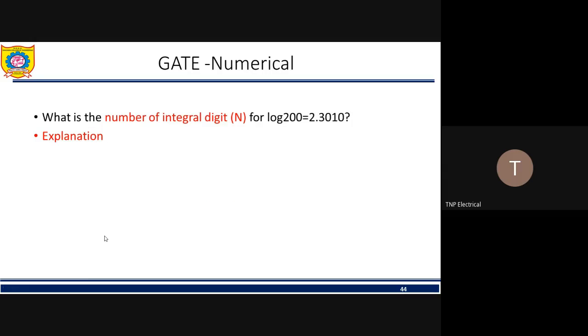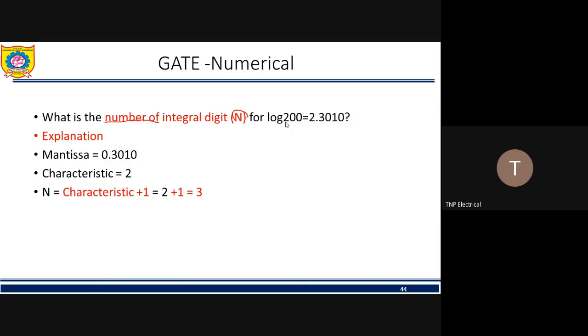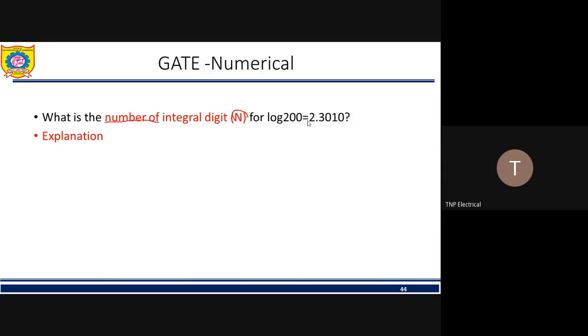Next, friend, let's discuss some numericals which are asked many times. The first numerical is: what is the number of integral digits n for log 200, which is equal to 2.3010? The question asks you to find the number of integral digits, meaning the value of n for log 200 equal to 2.3010.